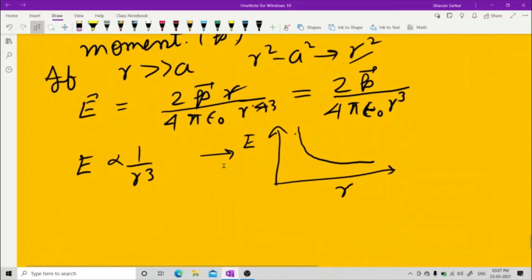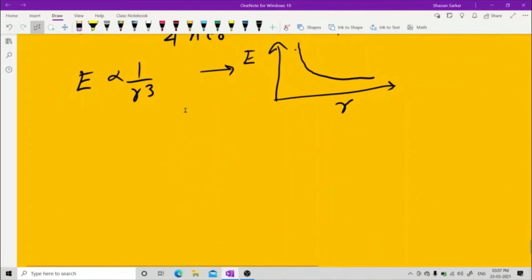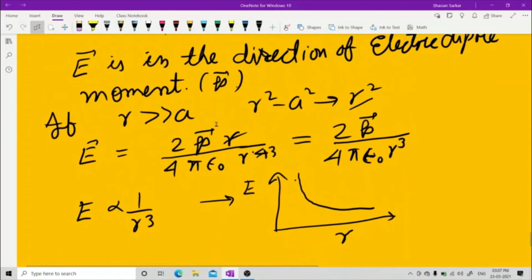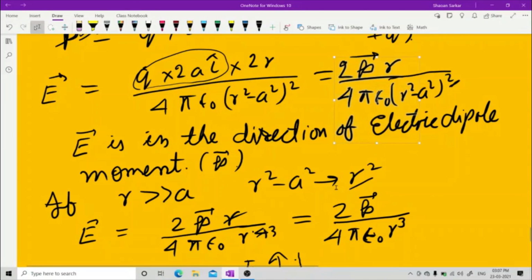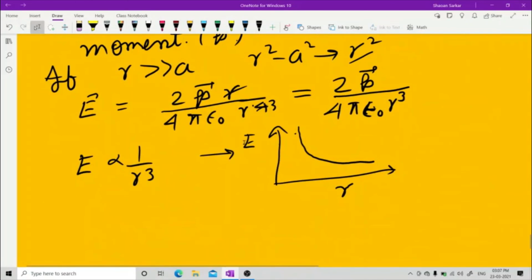Okay. Now this was your expression for the electric dipole moment. This one and this one. Of course, you should know the graph also. That's why I told you the graph.